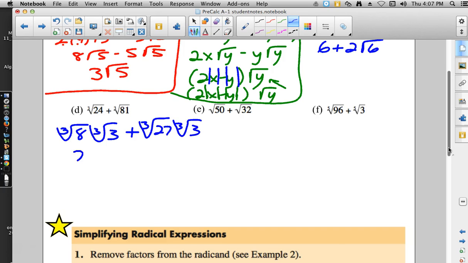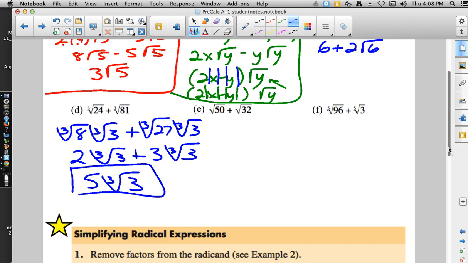So the cube root of 8 is 2. Cube roots of 3. The cube root of 27 is 3 cube roots of 3. And looky there, we've got like terms. If we have 2 cube roots of 3 plus 3 cube roots of 3, we're going to have 5 cube roots of 3. And there it is.